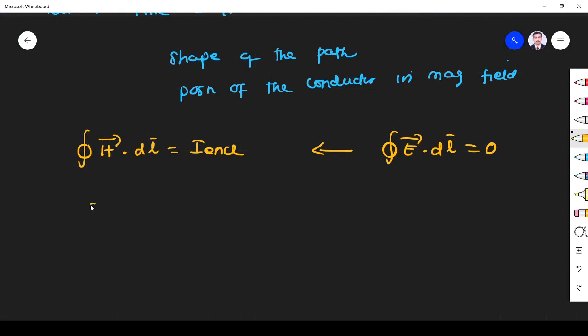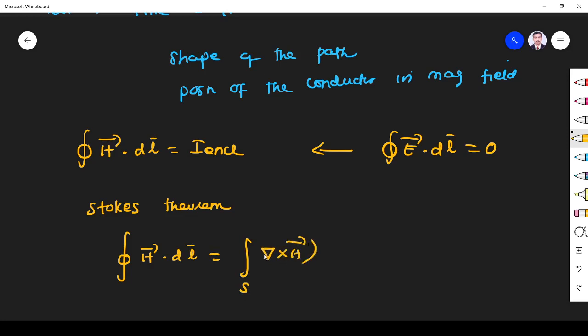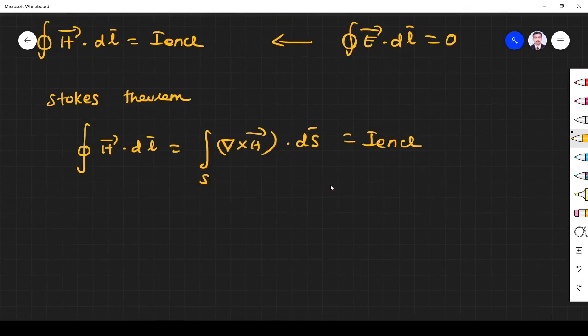I use Stokes theorem to relate this line integral and the surface integral. So how can I write this H dot dl by using Stokes theorem? That will be equal to the surface integral of del cross H dot ds, and that is equal to I enclosed. If you have any doubt in Stokes theorem, refer to my video on Stokes theorem. So H dot dl I can write as del cross H dot ds, equal to I enclosed.